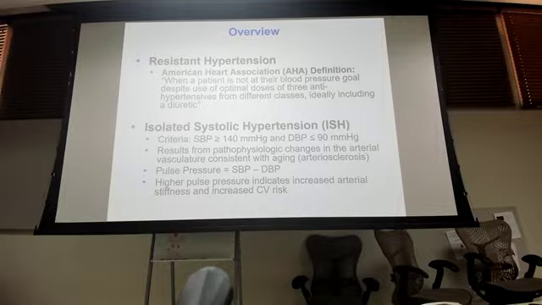Isolated systolic hypertension is common in older adults. It's from arterial stiffness, right? Stiffening of the arteries and the coronary arteries. Systolic pressure goes up, just like the name implies. Diastolic stays normal or below the hypertension classification threshold.